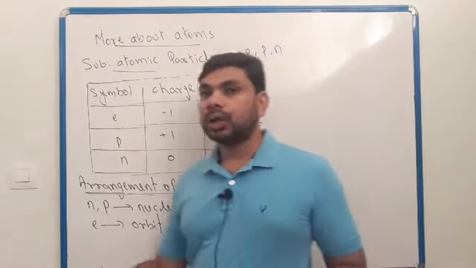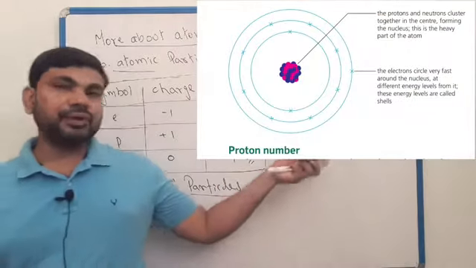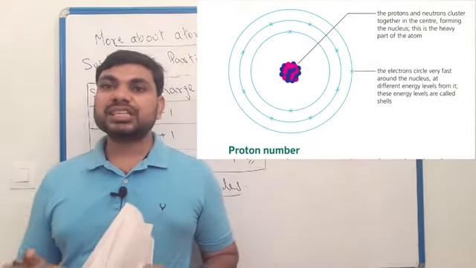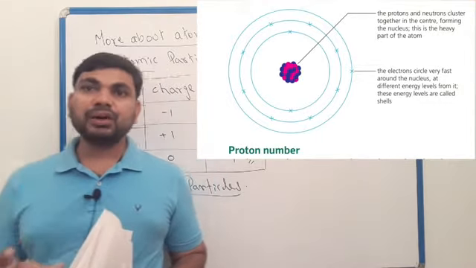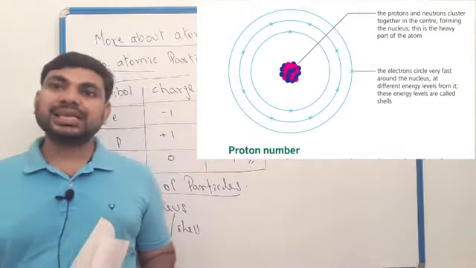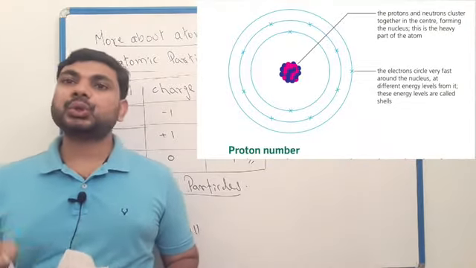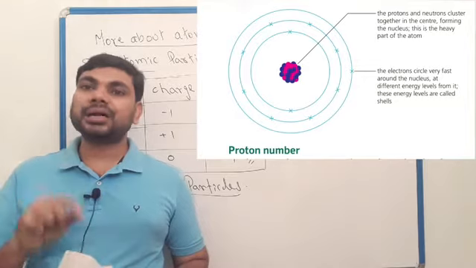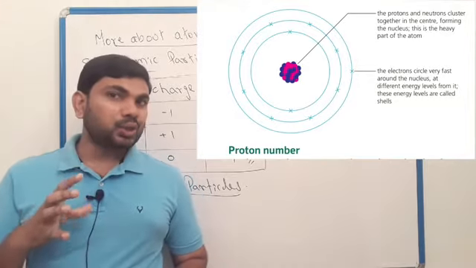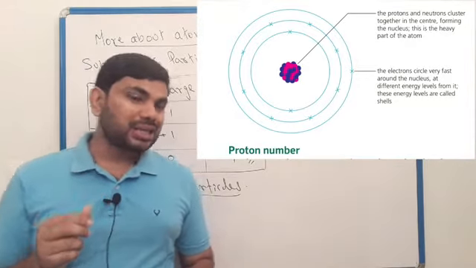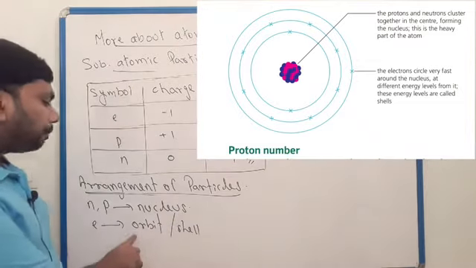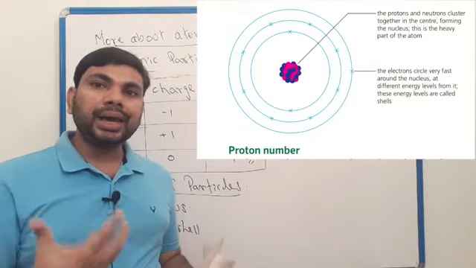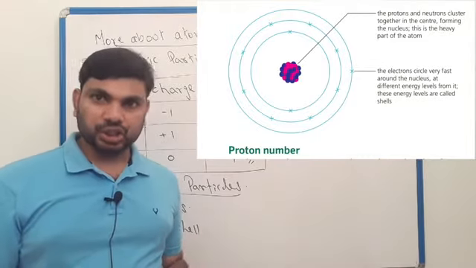Okay, and also you can see in this figure, this diagram represents an atom. In the middle of the atom you can see the nucleus. Inside the nucleus there are neutron and proton. Around the nucleus there is a circular path. This circular path is called an orbit or shell.